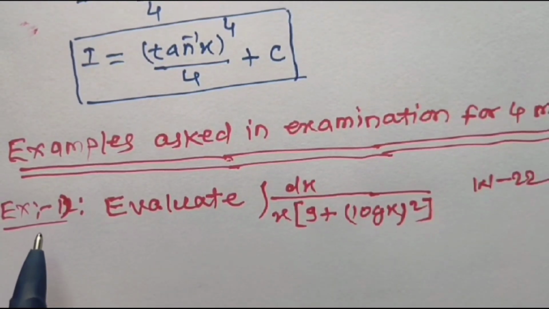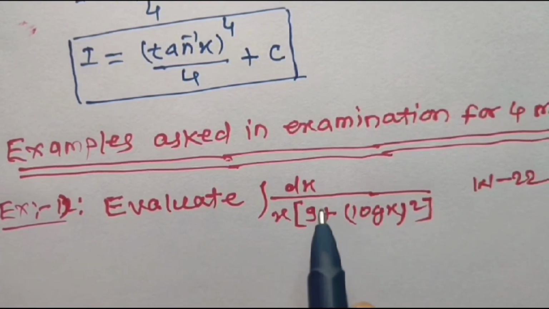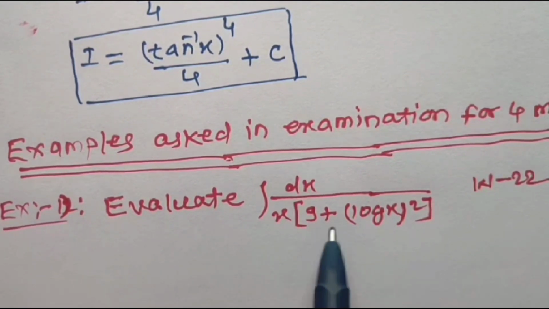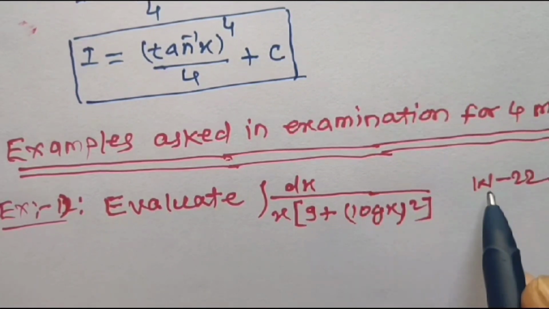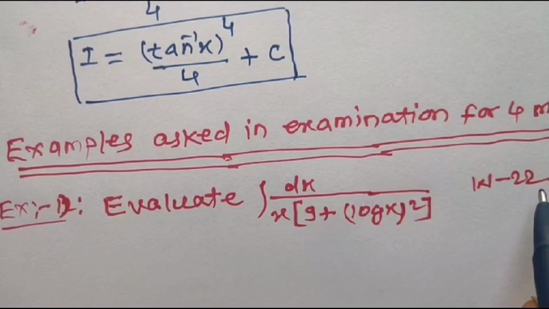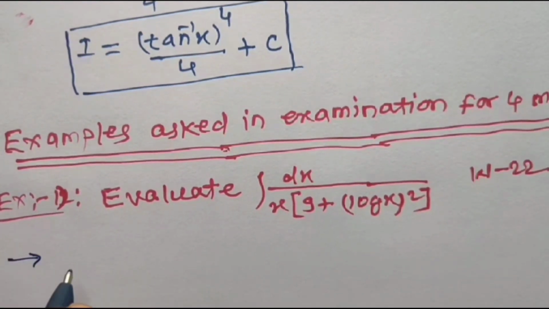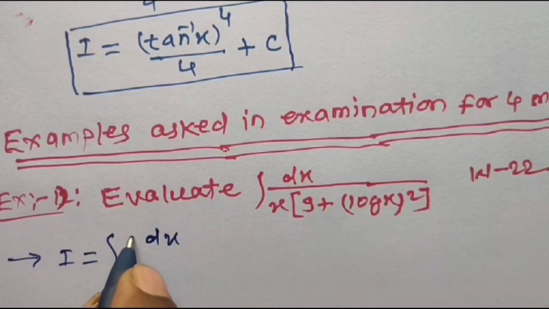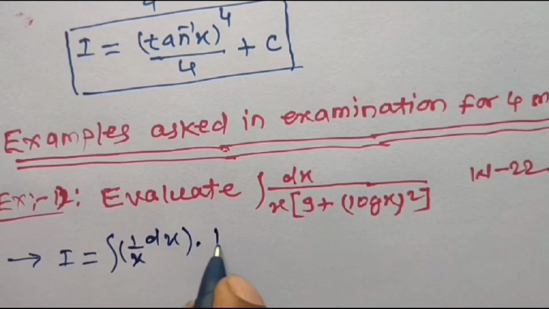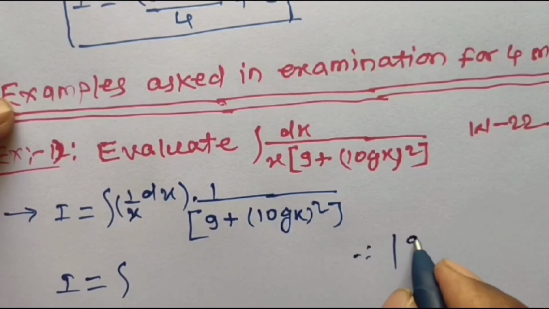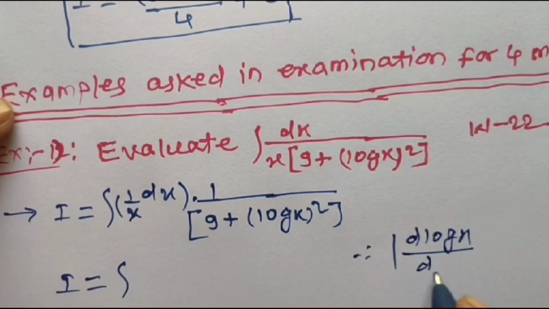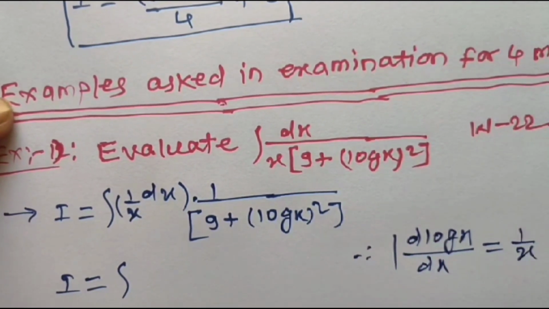First of all, example number 1: evaluate the integral dx divided by x into bracket 9 plus square of log x, with respect to x, which appeared in winter 2022 for 4 marks. Let us evaluate this integral. I is equal to, rewriting, the integral of 1 upon x dx into 1 upon 9 plus square of log x. Since we know the derivative of log x with respect to x is 1 upon x, if we substitute log x is equal to t, then 1 upon x dx becomes dt.